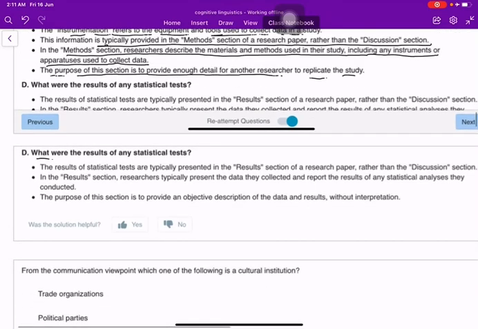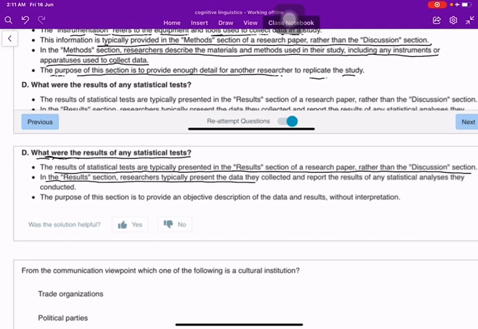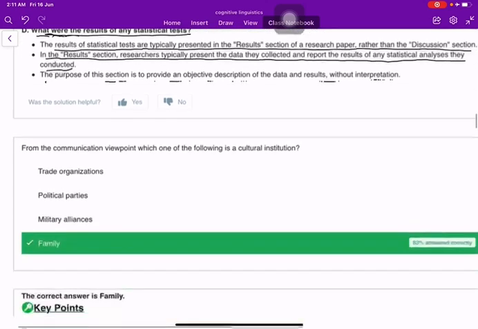Now, the next, which was not selected, was: what were the results of any statistical tests? The results of statistical tests are typically presented in the results section of the research paper rather than the discussion section. In the results section, researchers typically present the data they collected and report the results of any statistical analyses they conducted. The purpose of this section is to provide an objective description of the data and results without interpretation.